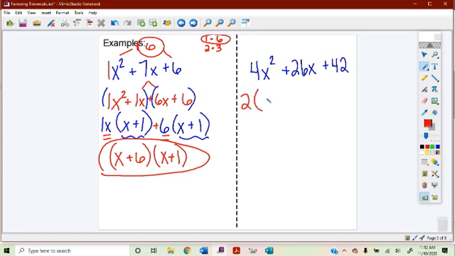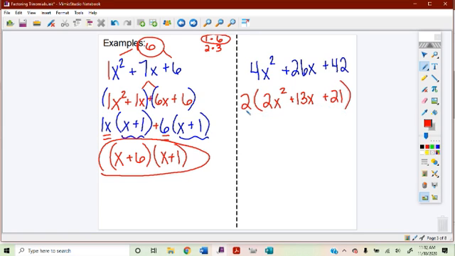So 2 times 2 would make 4. X squared is still there. 2 times 13 would make 26. By the way, if you didn't know 2 times 13 was 26, you can divide 26 by 2 to get this number. And then 2 times 21 is 42. So this is the trinomial that we're going to take 3 and make 4 with.